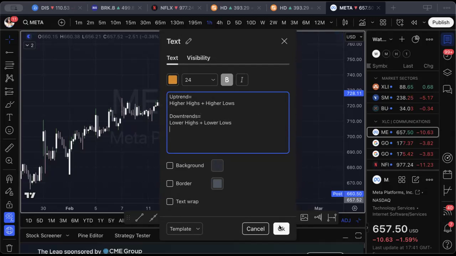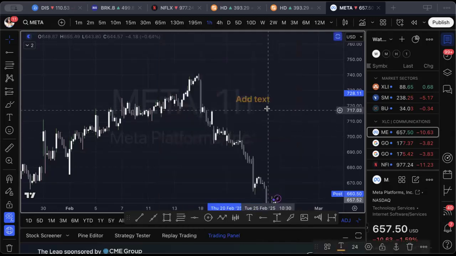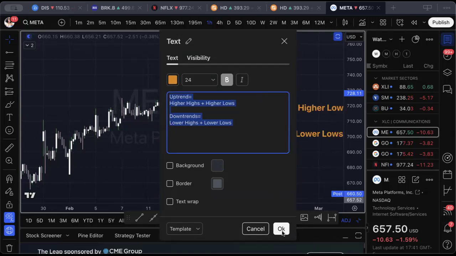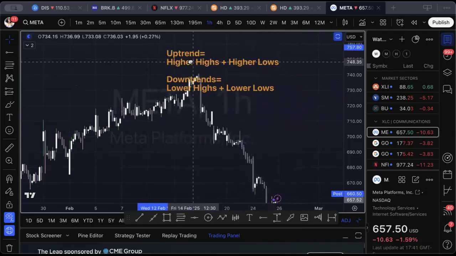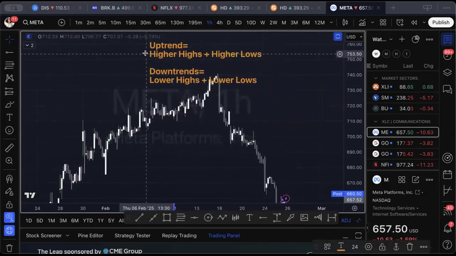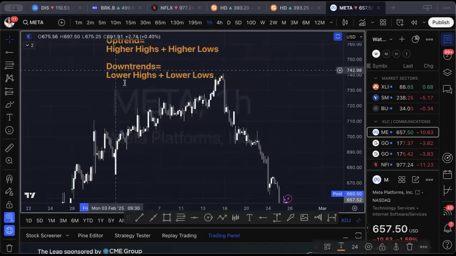So I'm going to put this on the chart and leave it in an area that's visible to you, so that you can understand exactly what it is that I'm going to say next.